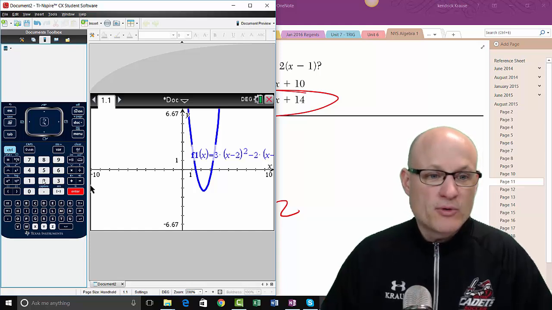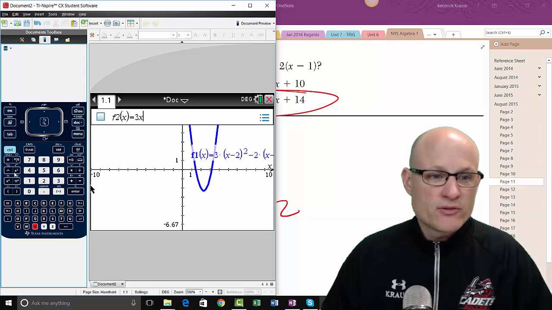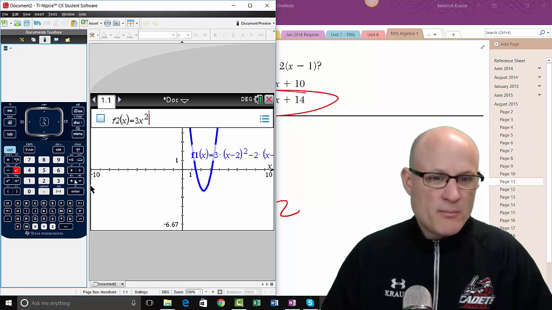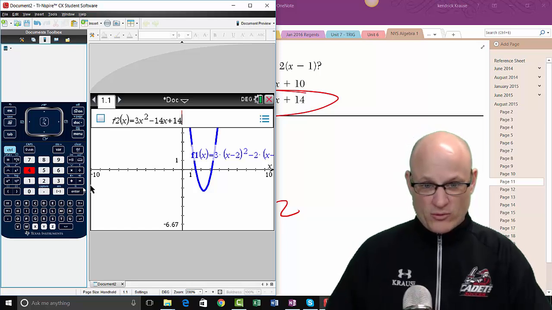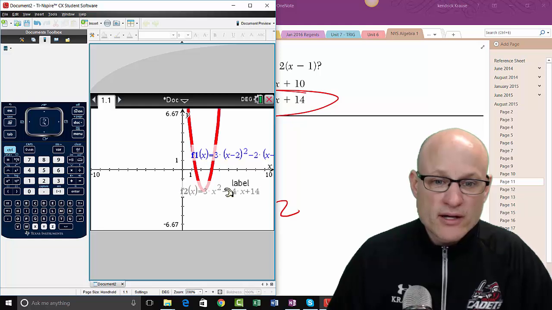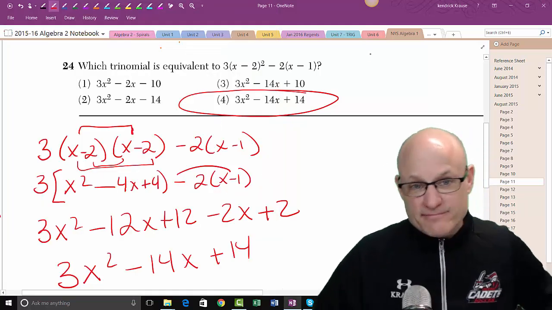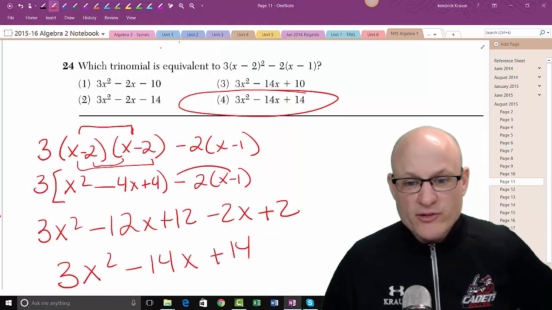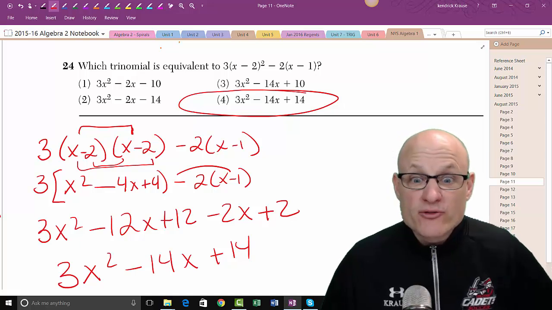And the answer I came up with was, let's hit tab, 3x squared minus 14x plus 14. And hopefully it graphs right over it. There it is. It went right over it. They're right on top of each other. So there's your answer. All right, that's it. That's all she wrote, kids. Hope you enjoyed your feature presentation for the day.